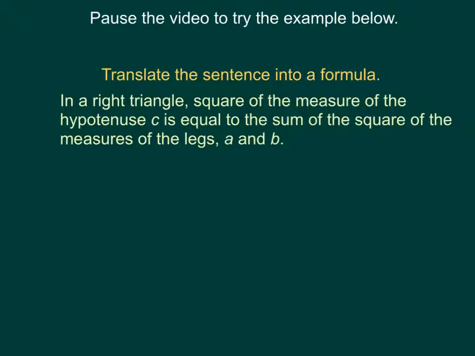In a right triangle, square of the measure of the hypotenuse C is equal to the sum of the square of the measures of the legs A and B. So A and B, and sum is addition. So now we just have to add in the squares. So C squared, B squared, and A squared. So C squared equals A squared plus B squared is how you find the hypotenuse of the triangle.